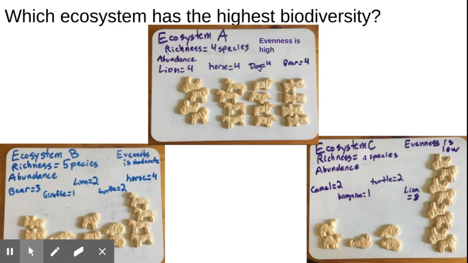So it does have the lower richness of these, but it really doesn't have much else going for it. Its evenness is low. The only real thing is it has abundant lions. But even though it has abundant lions, it has a low abundance of all the other species there. So I'd say ecosystem C here is the least diverse. But ecosystem A or maybe even B could be argued as our highest biodiversity.